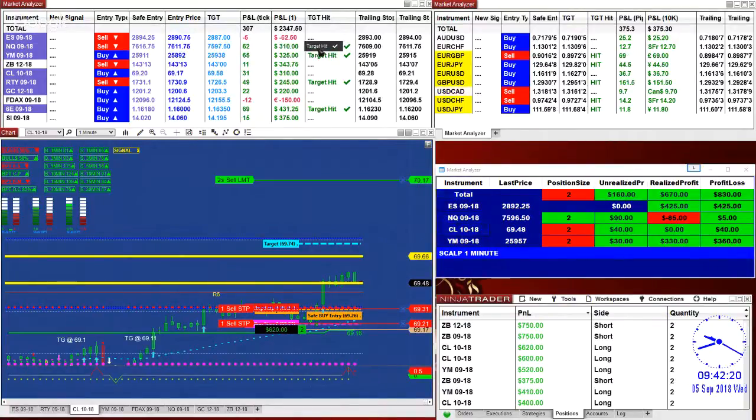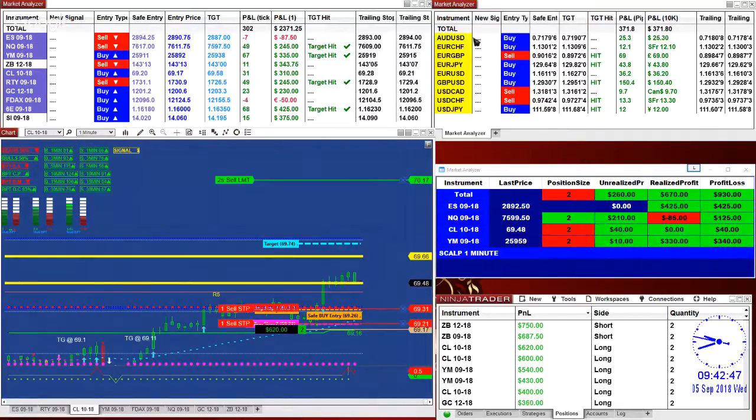Some of the targets already hit in the last 15 minutes. It didn't take that long to hit those targets. We have the NASDAQ hit 52 ticks, 68 ticks on the YM, and the Russell hit its target, and then we have the 6E hit the target. It's the same principle here on the Forex.